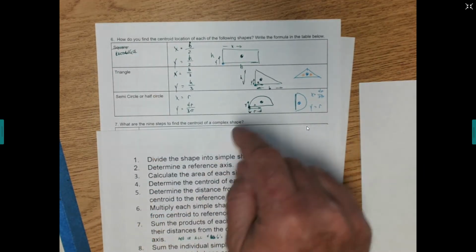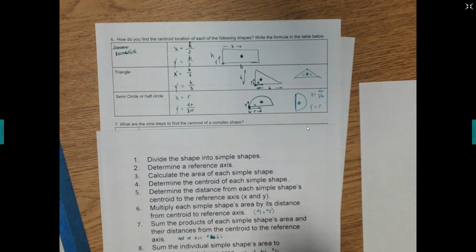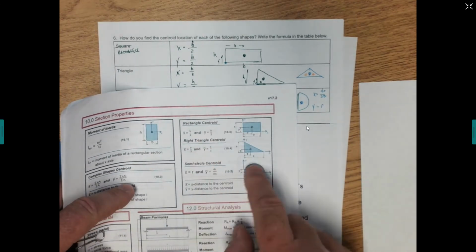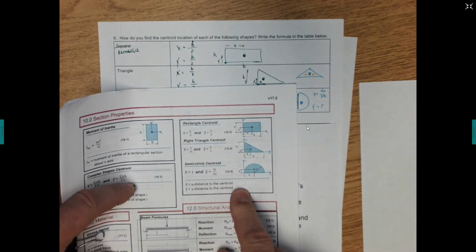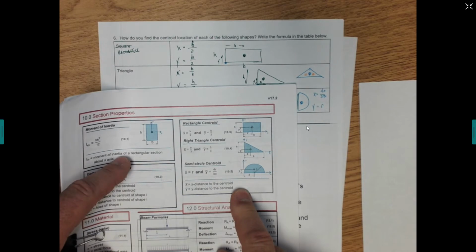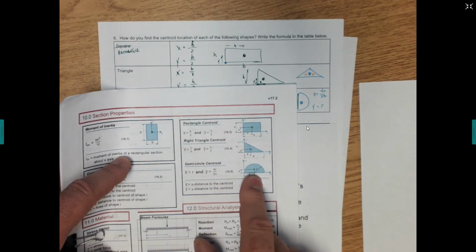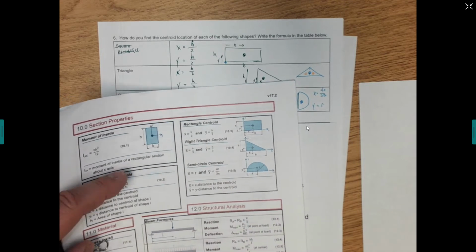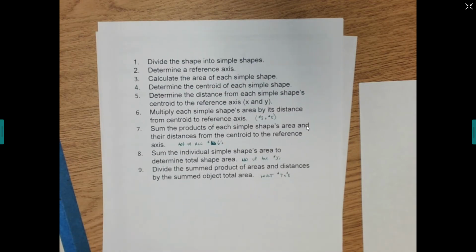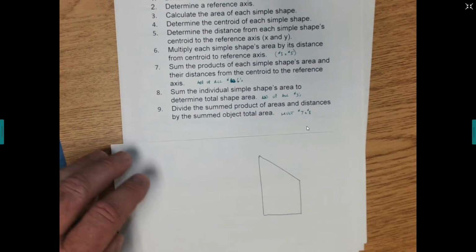You also need to know how to find the centroid of simple basic shapes. You can use, again, your guided notes, or don't forget those same basic shapes are here on your formula chart in Project Lead the Way. So we need to know how to find the centroids of the rectangle, the right triangle, and the semicircle. So we're just going to follow through these 9 steps.